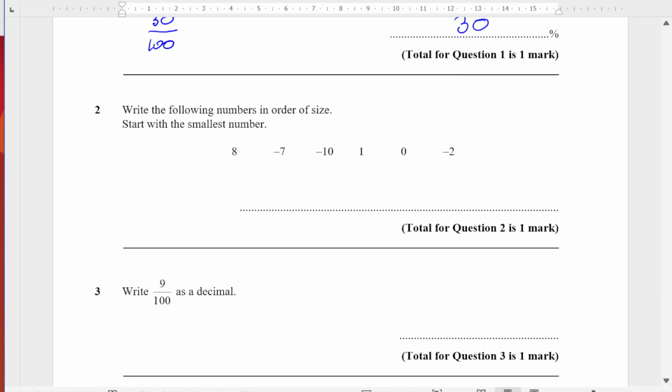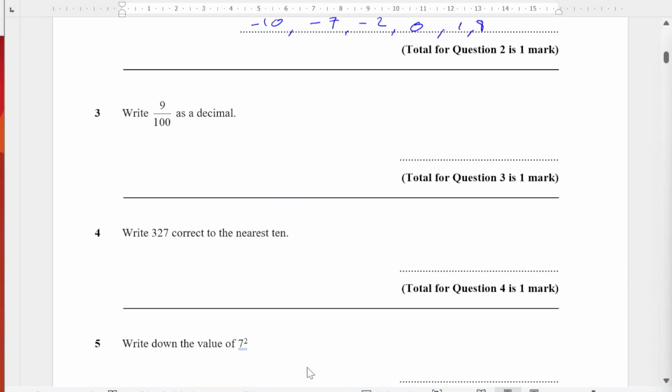Question 2, write the following number in order of size. Start with the smallest. So the smallest one here is our negative 10, or minus 10. Next smallest is minus 7. The final negative number is minus 2. Then we've got 0, 1, and 8. Stick a comma in between each of the numbers, and there we go.